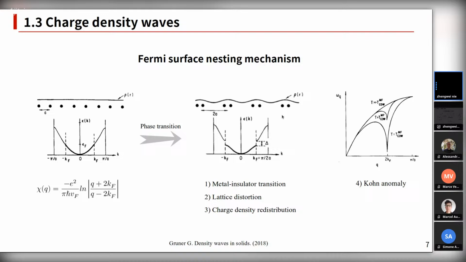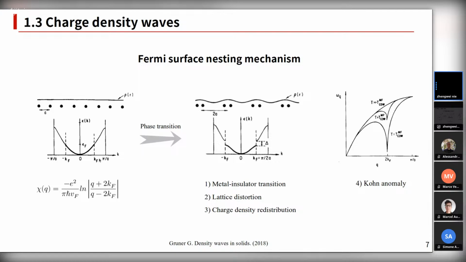And then I should introduce what the charge density wave is. This is the most classical model called the Peierls model. It's a one-dimensional atomic chain. And this is its energy band. The electrons are half filled, and its Fermi surface ranges from minus kF to kF.